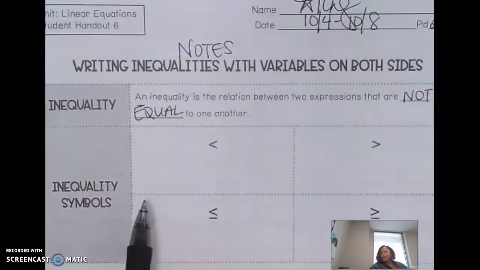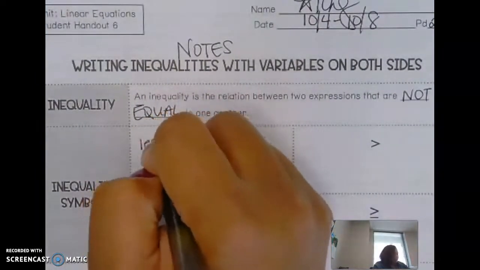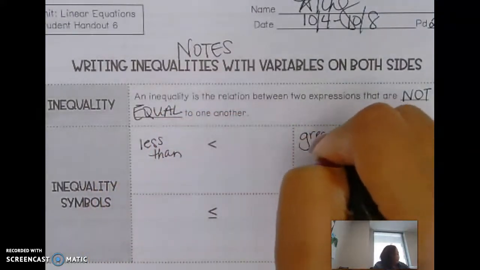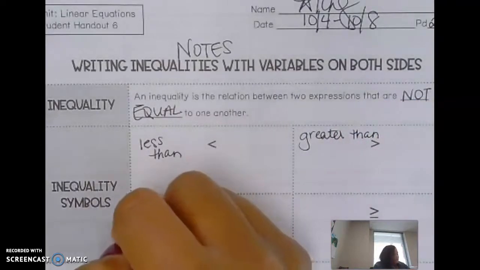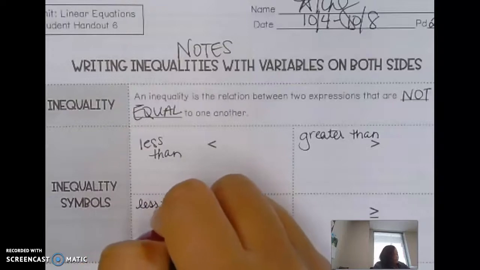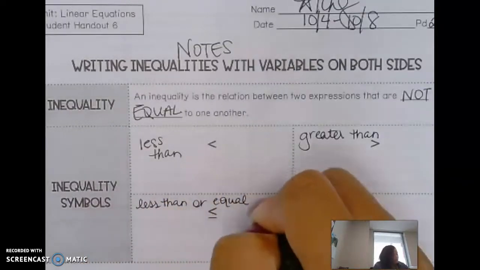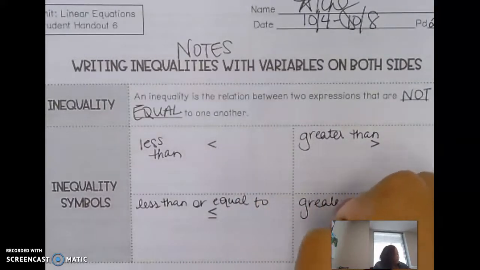Anyway, so inequality symbols, this is less than. This is greater than. This is less than or equal to. And this is greater than or equal to.